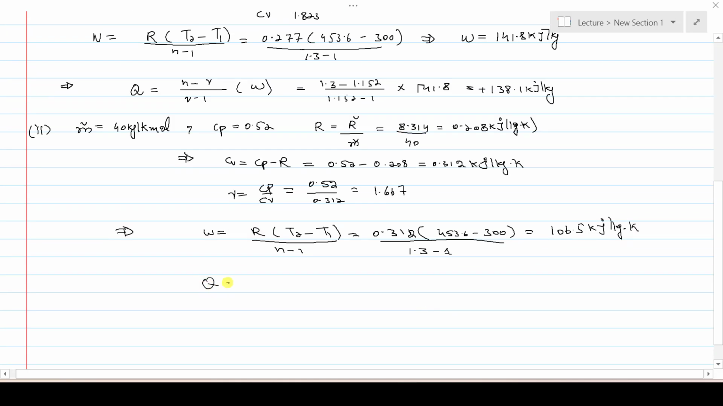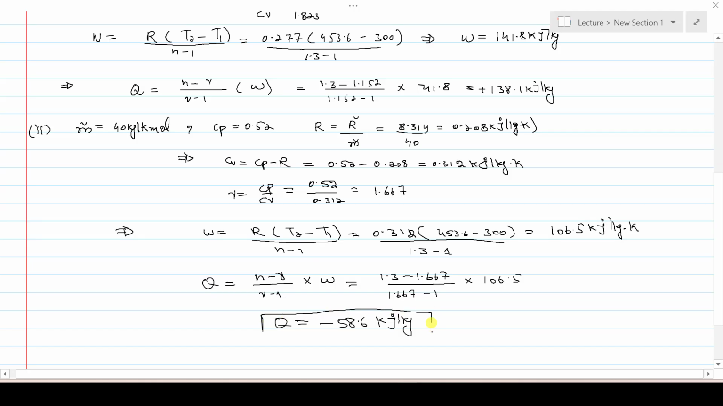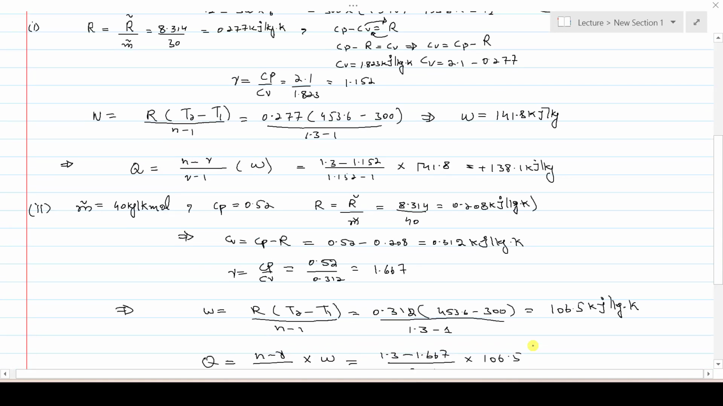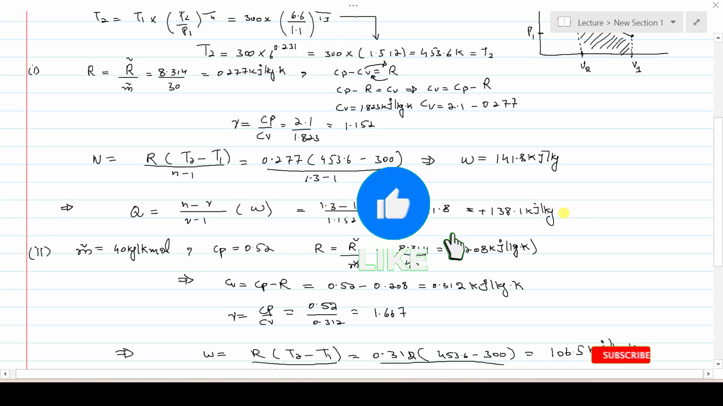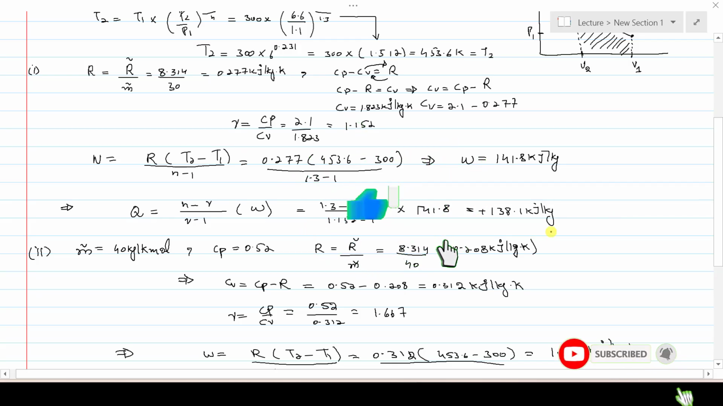And the value of Q, heat supplied or rejected, is equal to (n minus gamma) divided by (gamma minus 1) times the work input. The n value is 1.3, the gamma value is 1.667, divided by 1.667 minus 1, multiplied by the work value 106.5. After the multiplication and division, you will get the Q value, which is minus 58.6 kilojoule per kg. This means that in the second case, when the gas is argon and compression takes place, heat rejection occurs, while in the first case, when the gas is ethane, heat addition takes place. I hope you understand.